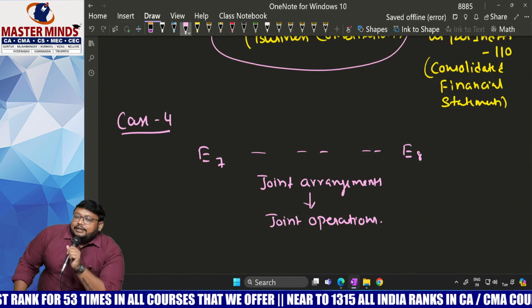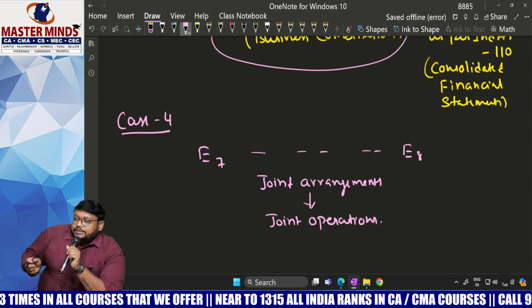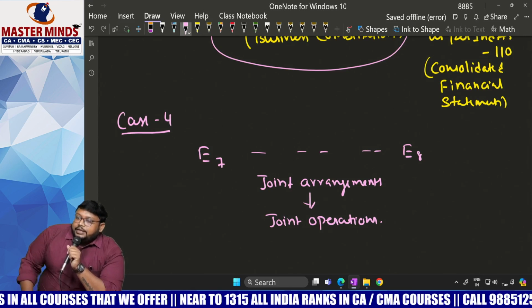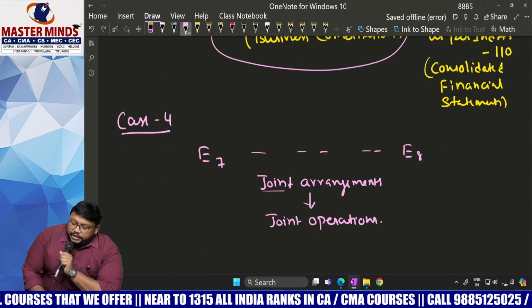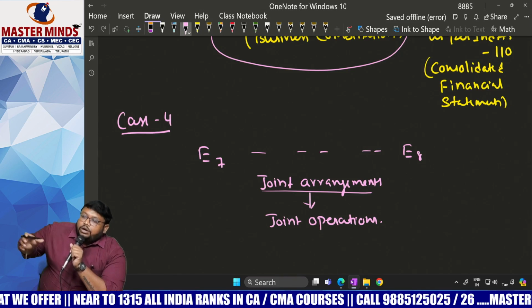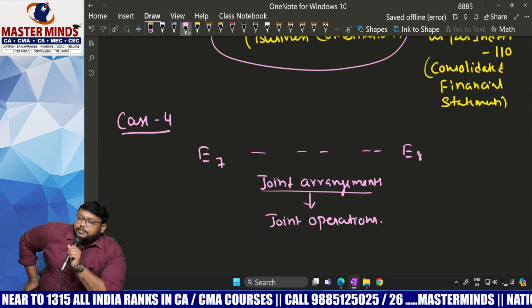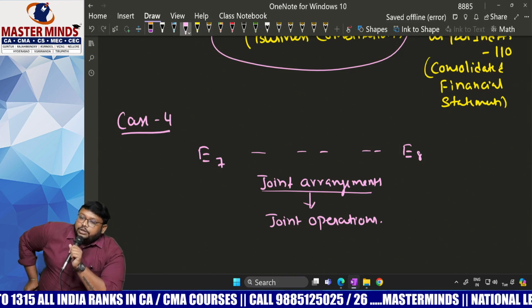So here, they are making some joint arrangements. They're pooling the resources and doing the business. That we call joint arrangements. Now, joint arrangements is a broader word. In joint arrangements, joint operations will be there and joint venture will be there.